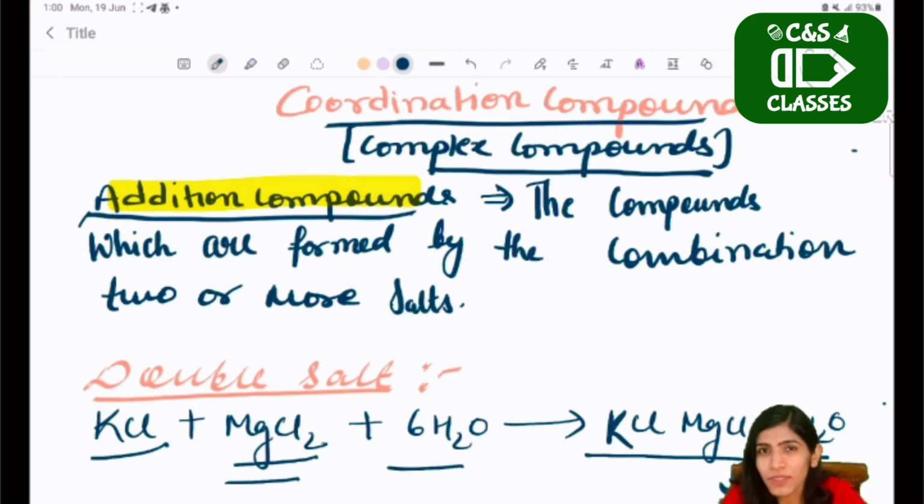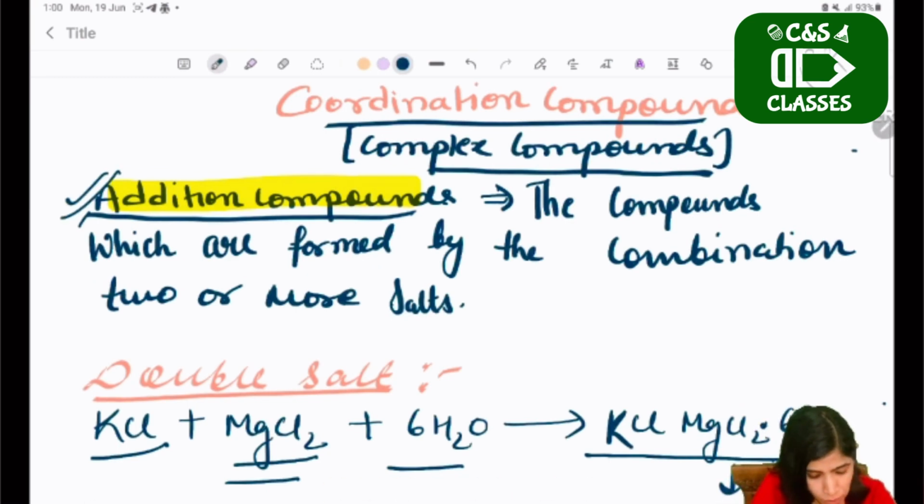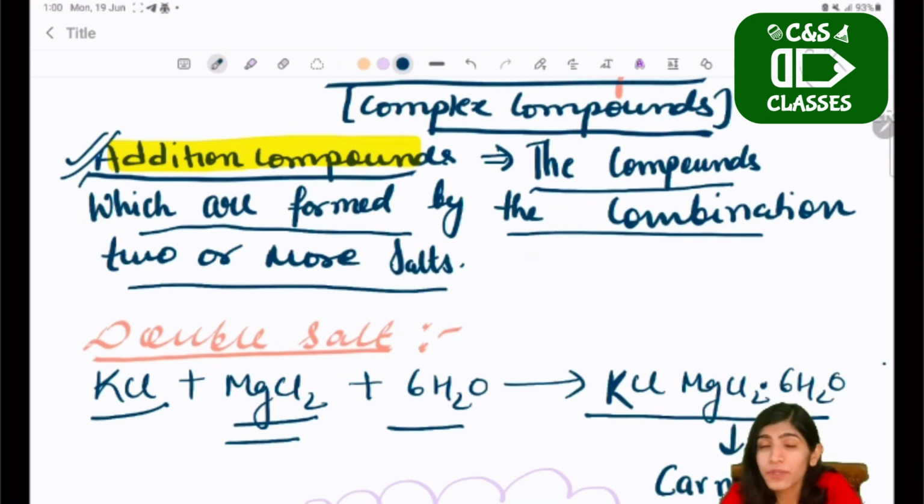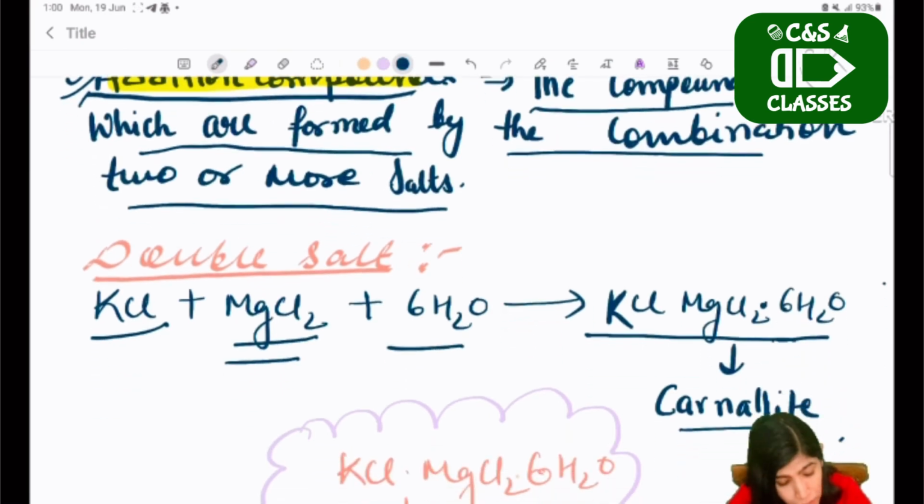So before jumping on to the topic, I would first like to discuss some terminology. First is your addition compound. As the name suggests, what are addition compounds? The compounds which are formed by adding two simple compounds together, right? For example, the compounds formed by the combination of two or more salts. Now these addition compounds are further divided into two categories, that is your double salt and your coordination compound. So the coordination compound which we will discuss in this chapter is a type of addition compound.